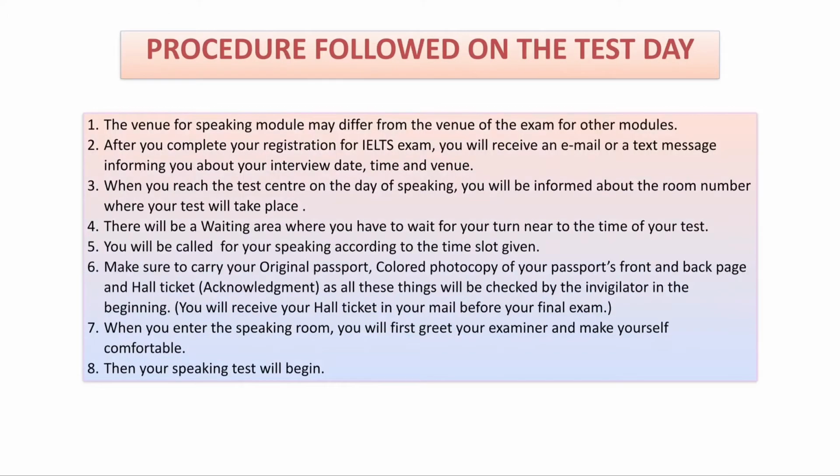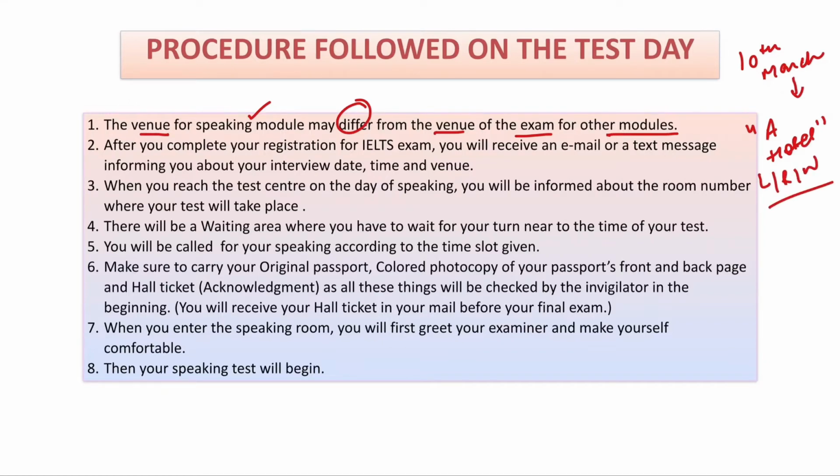Now, let's check out the procedure which you have to follow on the test day. So, the first thing you need to know is the venue. Venue means the place for the speaking module may differ from the venue of the exam for other modules. For example, you book your examination for 10th of March and you got the place of, for example, a hotel. So this is the place where your exam will be conducted on 10th of March for listening, reading and writing. But if I talk about the speaking, maybe it will occur prior to 10th of March, say 8th or 9th March.